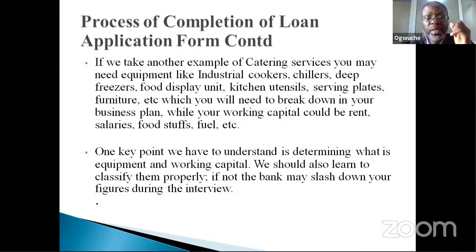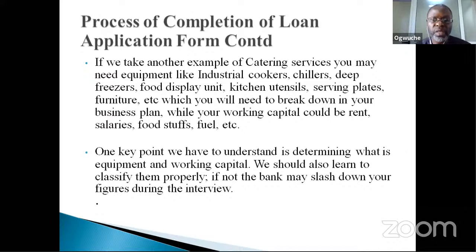Using the example again of catering services, so that we don't limit ourselves only to farming. The kind of equipment you need will include industrial cookers, chillers, deep freezers, food display units, kitchen utensils, serving plates, and furniture, which if you do the breakdown in your business plan, is what constitutes the required equipment. The working capital will be for rent, salaries, foodstuff, and fuel. So these are things we need to have at the back of our mind.